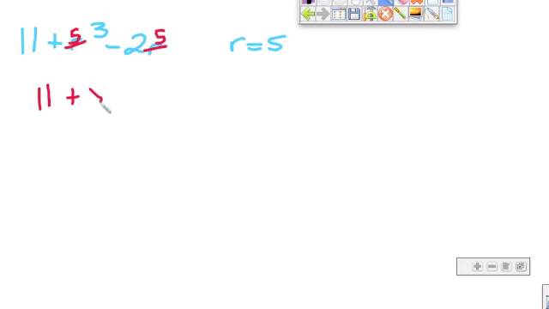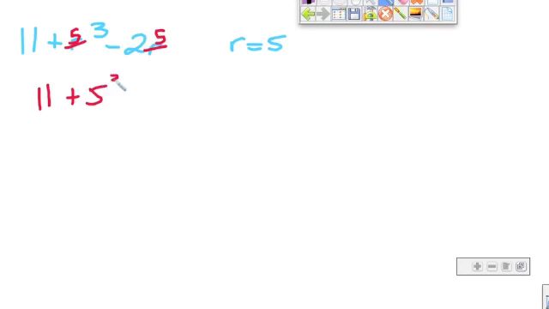Okay, here I have 11 plus r to the 3rd power minus 2r. And this is all when r equals 5. Okay, so let's plug it in. Instead of r here, I'm going to make it a 5. Instead of r here, I'm going to make it a 5. So let's rewrite this. We have 11 plus 5.